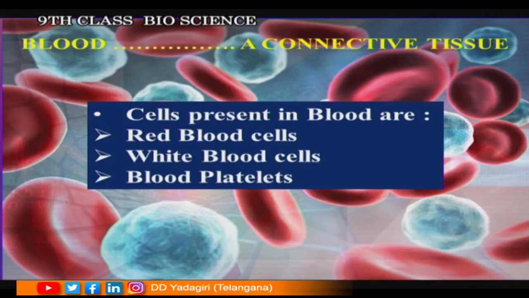Apart from red blood cells and white blood cells, we have a very important component in our blood, that is blood platelets. So the cells present in our blood are red blood cells, white blood cells and blood platelets.